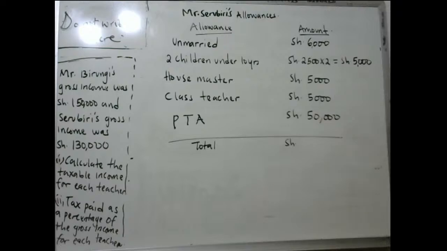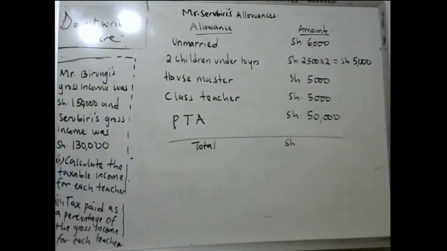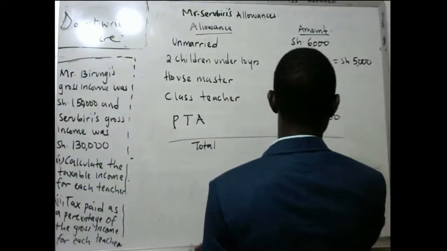Get the calculator. 5,000. This is 10,000, not so? 15. 15 plus 50, 65. Not so? 15 plus 50, this is 65. 65 plus 6,000. That is 71,000. Not so? So, if you try to add there, do we get 71,000? So, this person is entitled to 71,000.